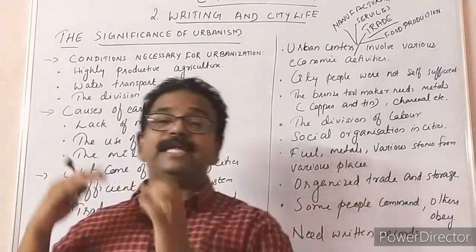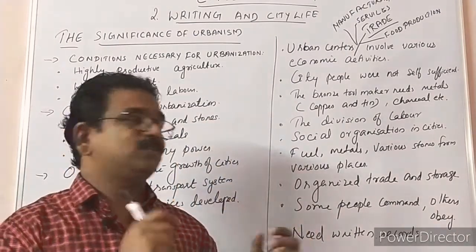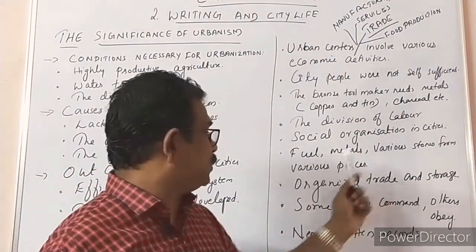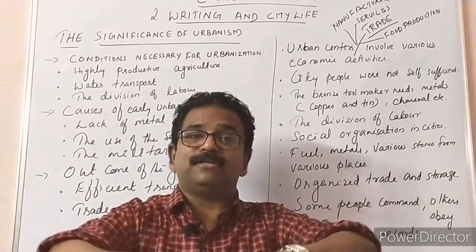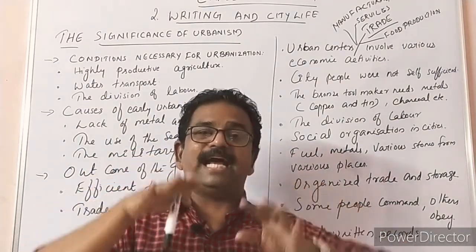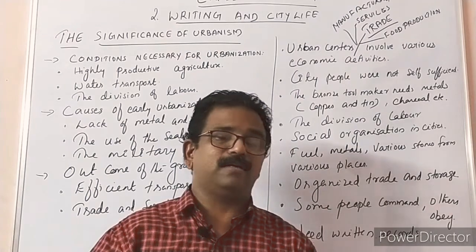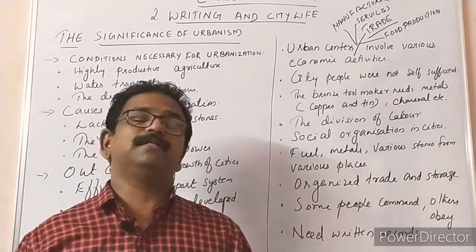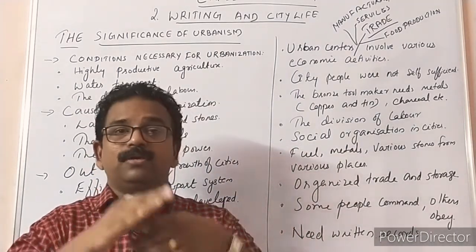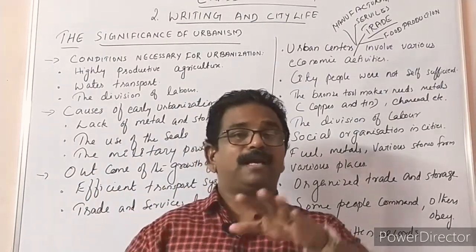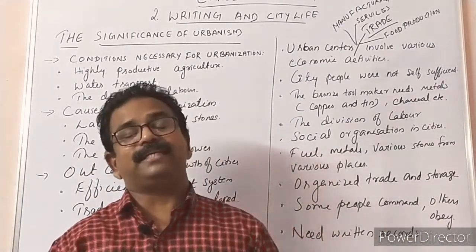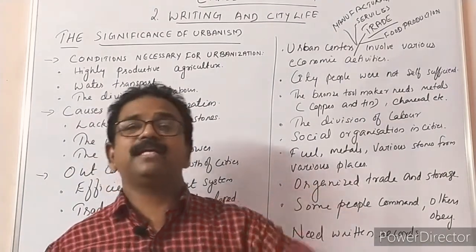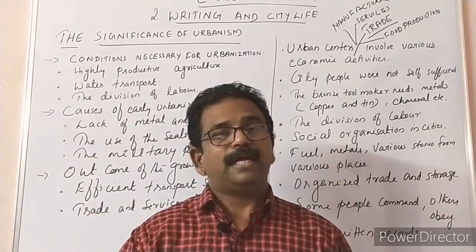One cannot go and bring things every day. So storage is also needed, isn't it? All this is needed: organized trade and storage. And in this trade and in this work, some people command and some other people obey. So different types of people lived in cities for various purposes, and they were engaged in various activities, right?